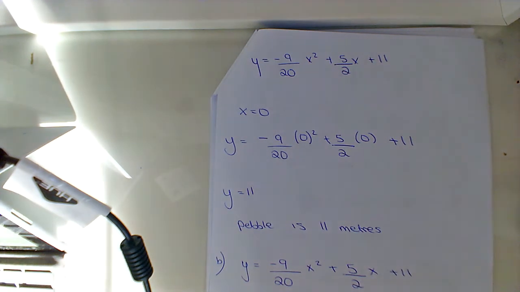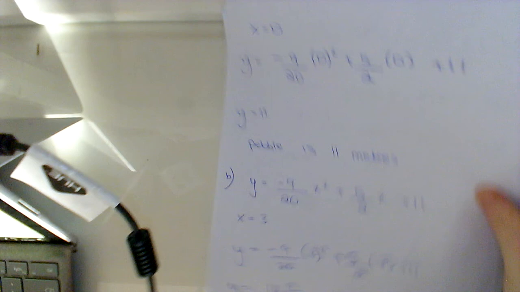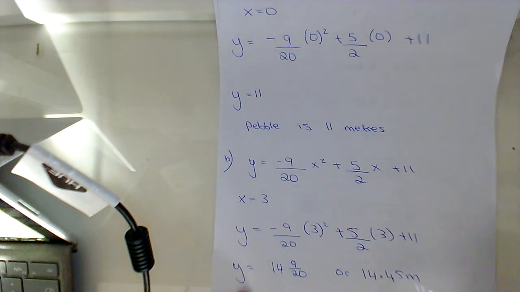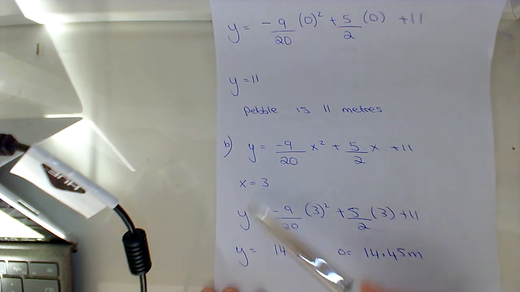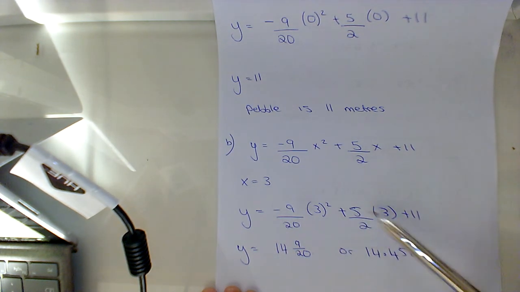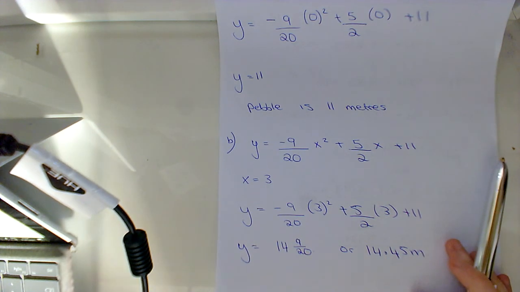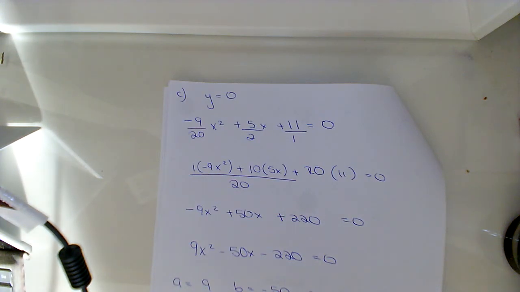Part B, it then says what is the height of the pebble after travelling 3 meters horizontally. So I'm going to sub in for 3. So I'll have minus 9 over 20 x squared plus 5 over 2x plus 11, and I'm letting x equal to 3. So I have y is equal to minus 9 over 20, 3 to be squared plus 5 over 2, 3 plus 11, and I get y is equal to 14 and 9 over 20, or y is equal to 14.45 meters. Part C then says how far is the pebble from the cliff face when it hits the sea? Answer correct to 2 decimal places.